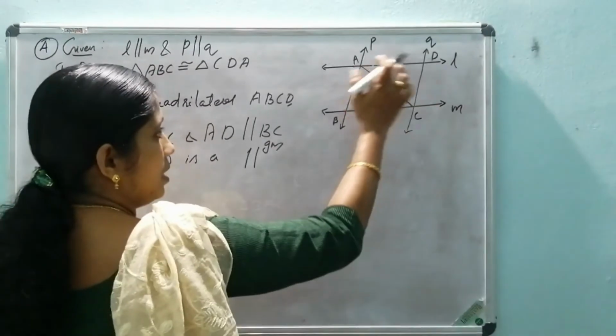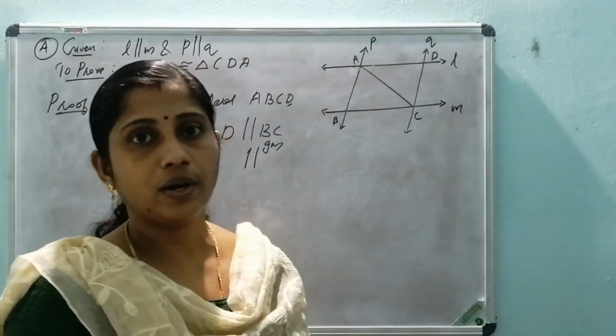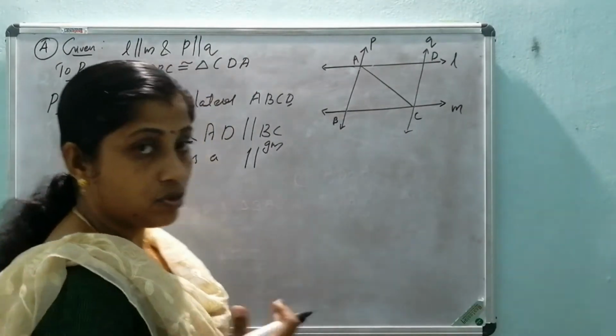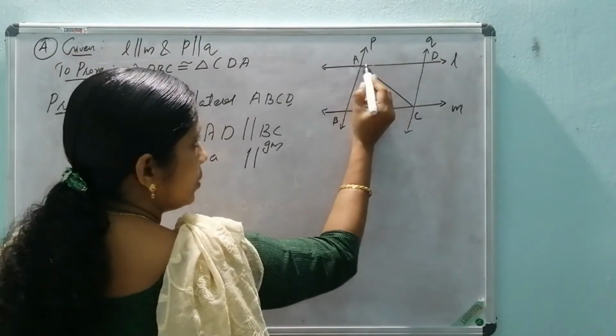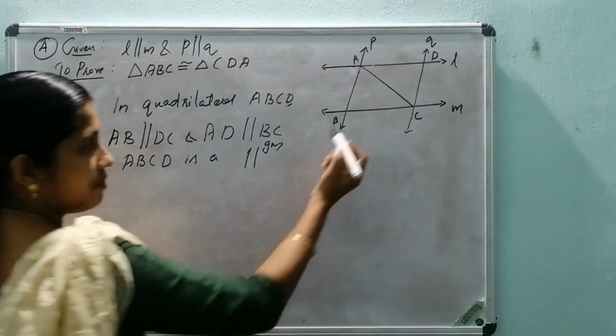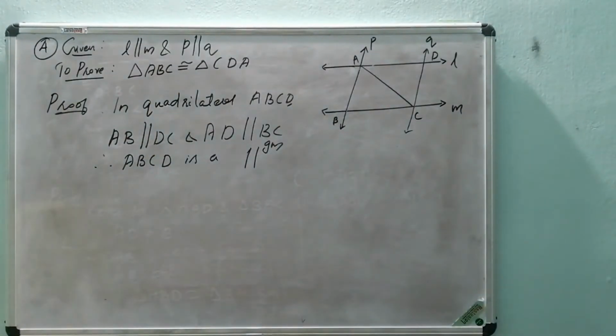Since this is a parallelogram, we know that opposite sides of a parallelogram are equal and parallel. It's already parallel, we proved it. So what can we say? BC is equal to AD. Same way, AB is equal to CD. Since opposite sides are parallel and equal, we can write that.